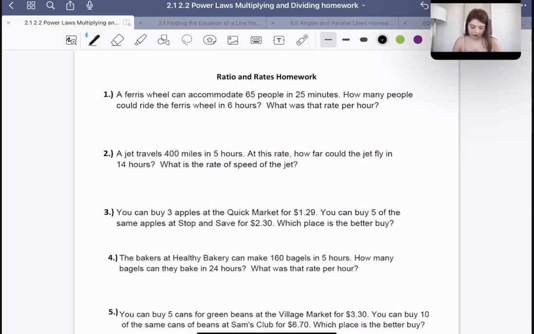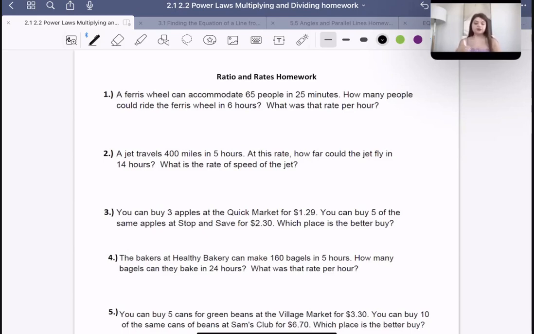Okay. So the first question asks, a Ferris wheel can accommodate 65 people in 25 minutes. How many people could ride the Ferris wheel in 6 hours? What was the rate per hour?